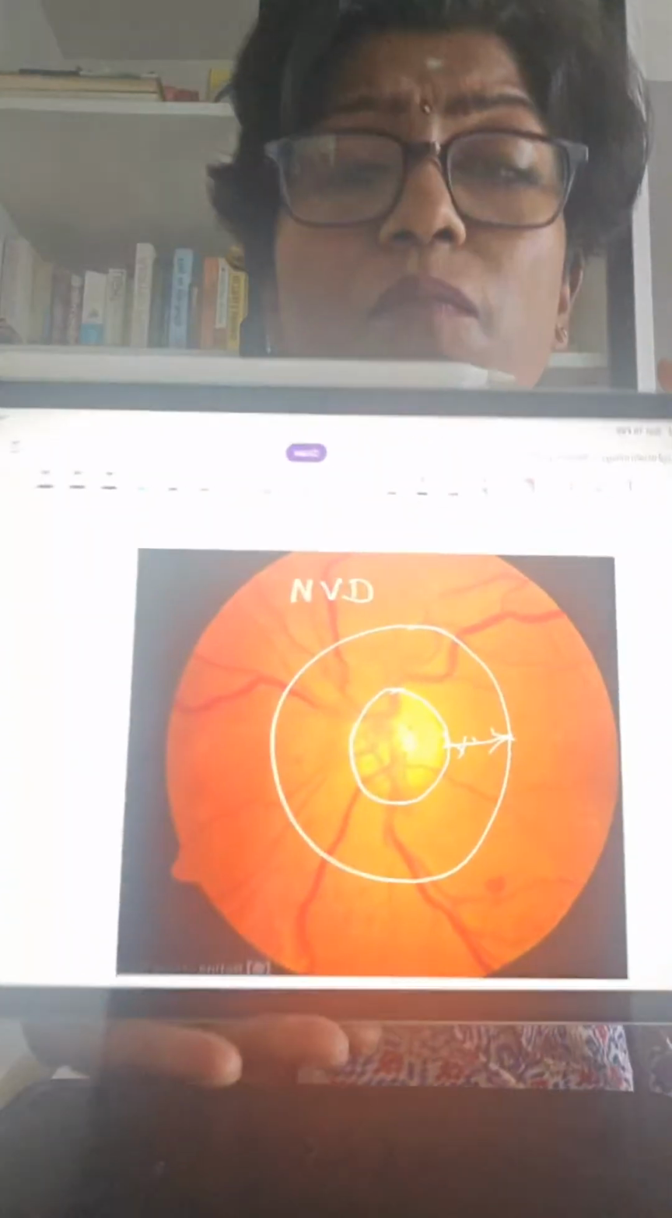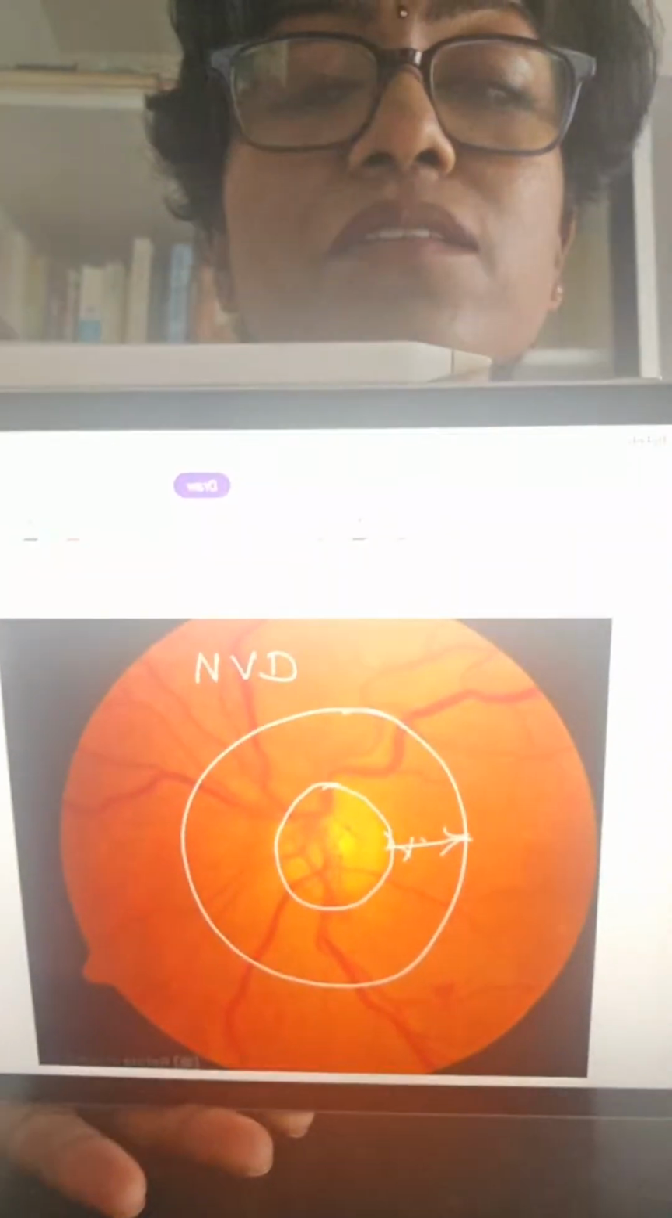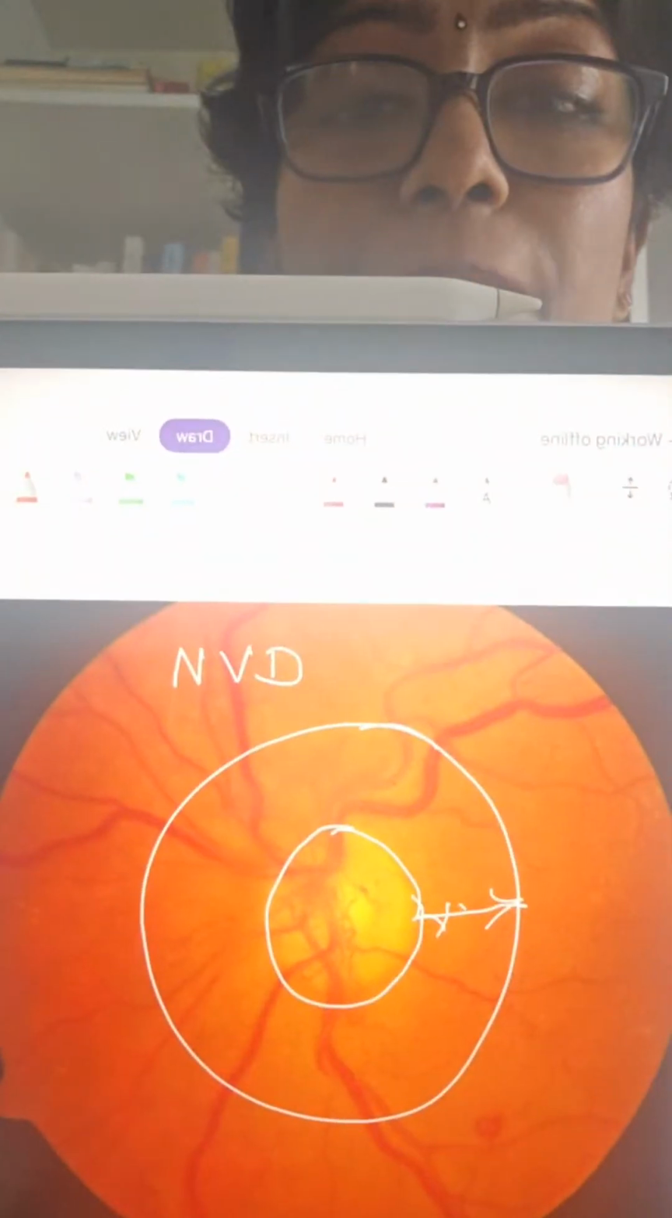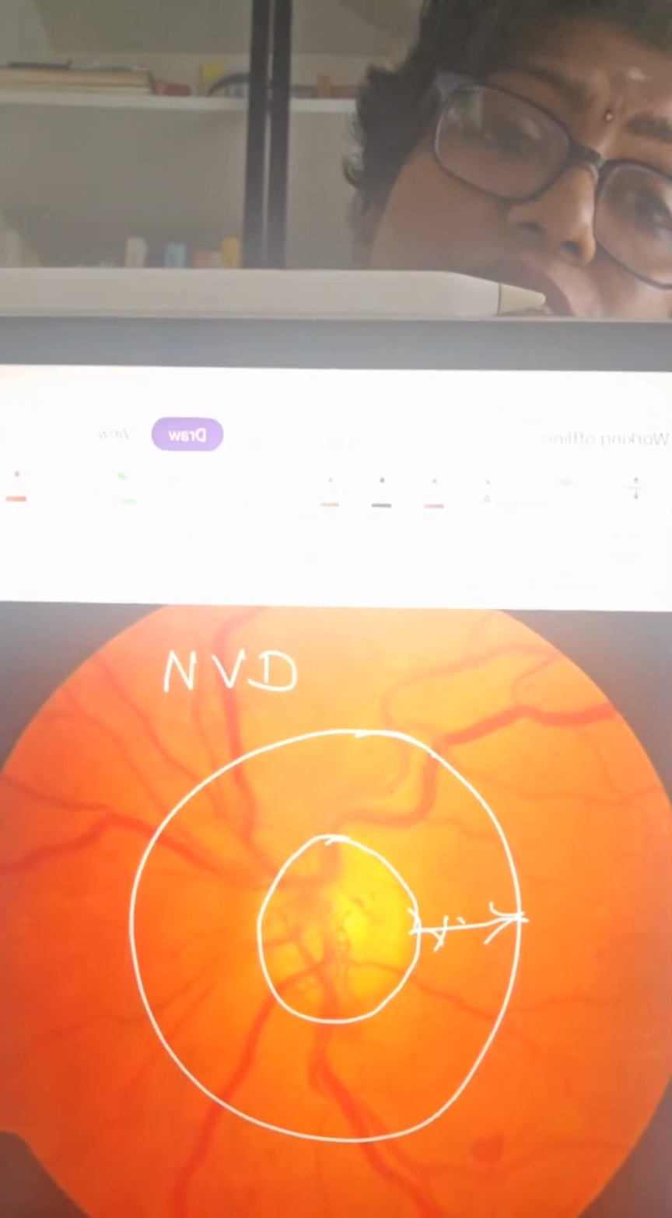And what is the management? The moment you see a patient like this, you have to immediately treat. So the moment you see PDR, you're going to treat. So we do pan-retinal photocoagulation, and these days we also give an adjunct of intravitreal anti-VEGF. Yes, very good. Yes, pan-retinal photocoagulation.